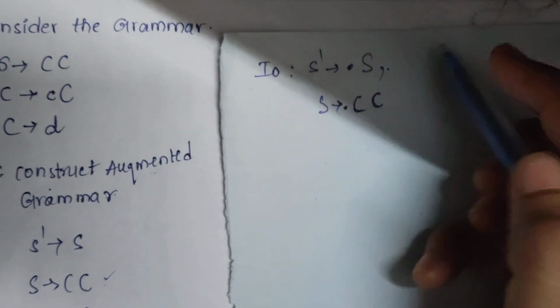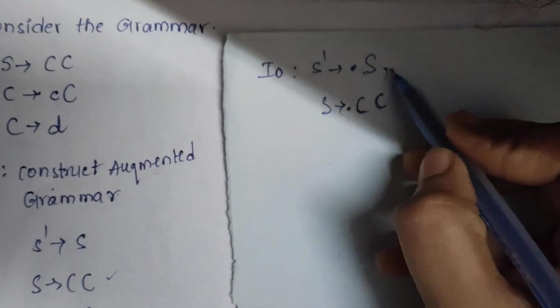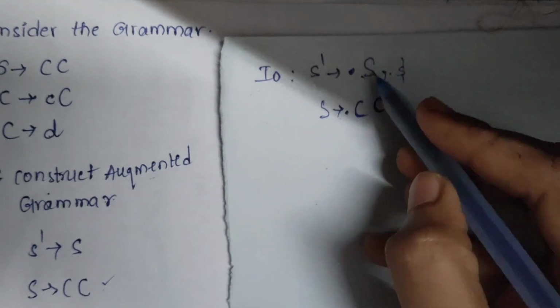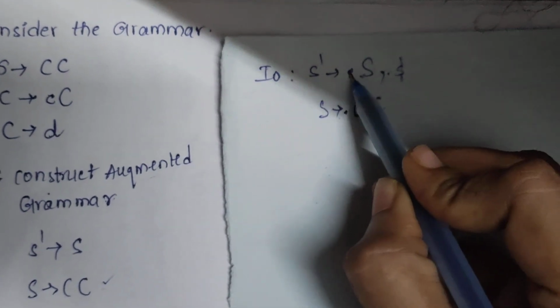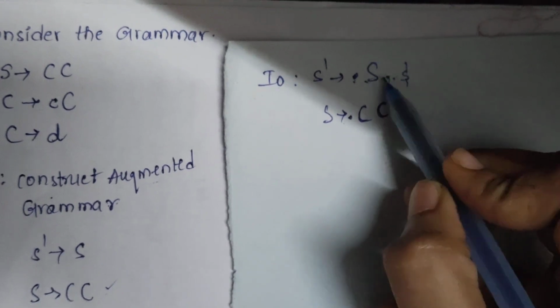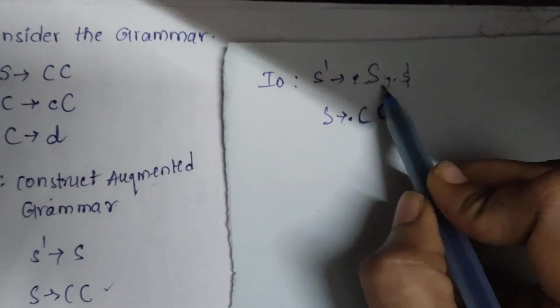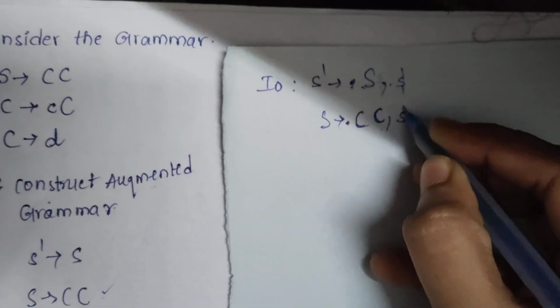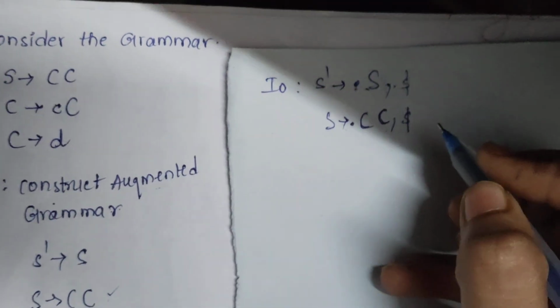Now we need to calculate the look ahead symbol for this. Initially, for the starting one we will have dollar. See, after the dot there is a non-terminal S. Beside it, do we have anything? No, we don't have anything. So we need to calculate first of dollar. What is first of dollar? First of dollar is dollar only.